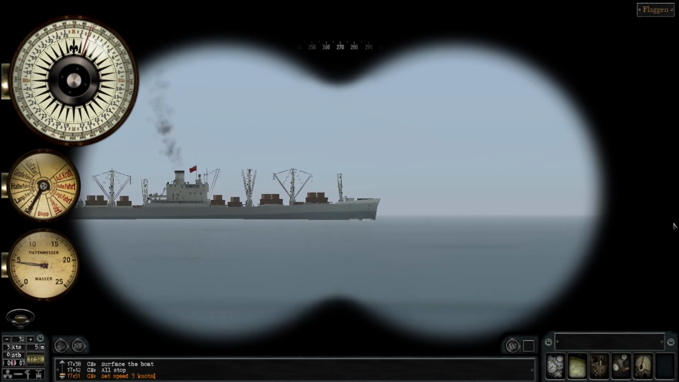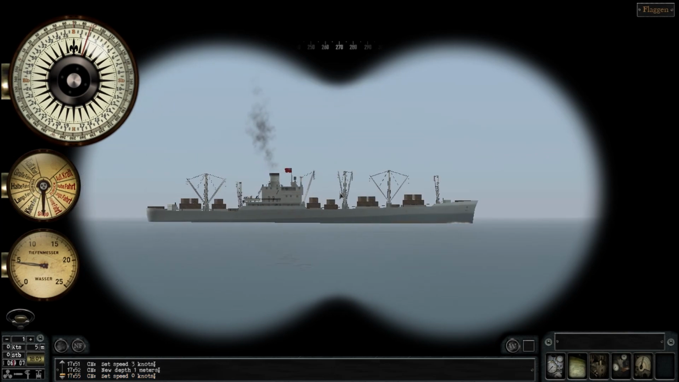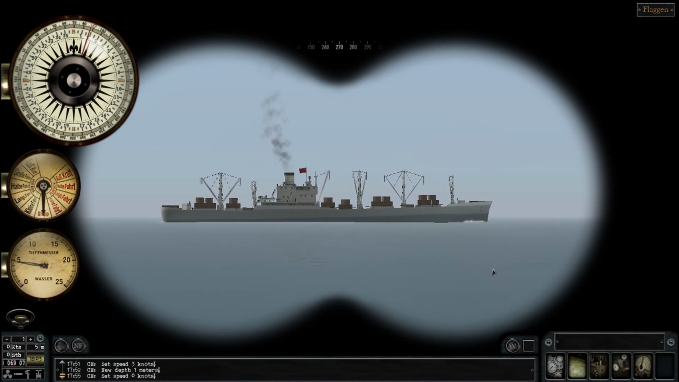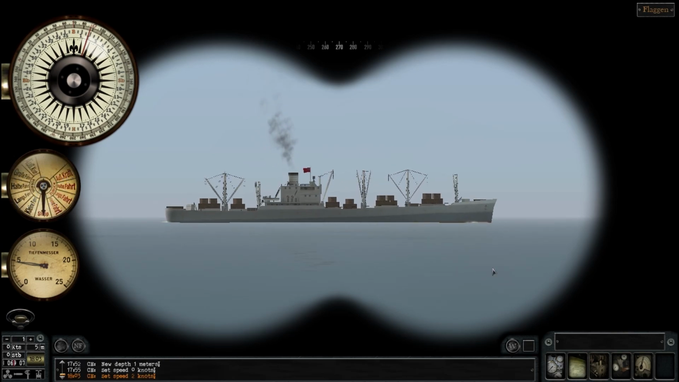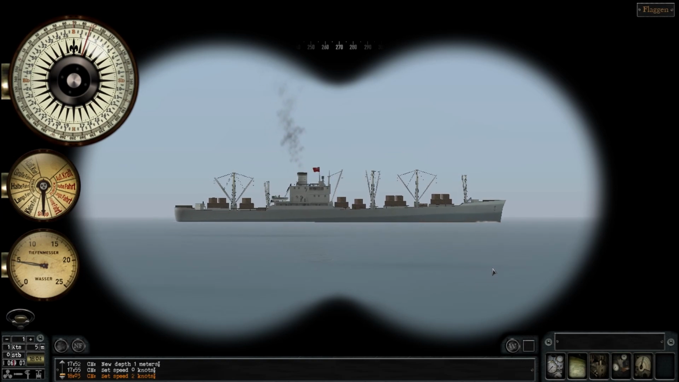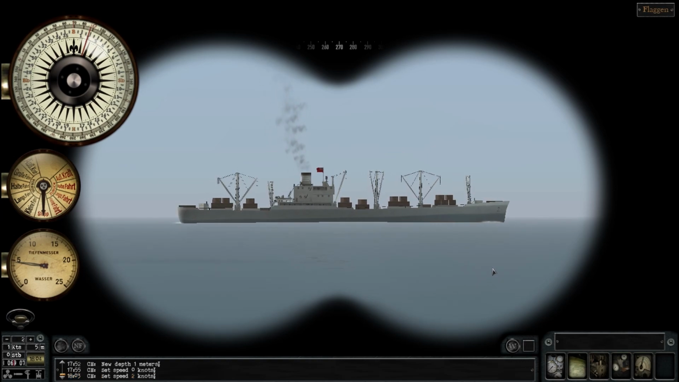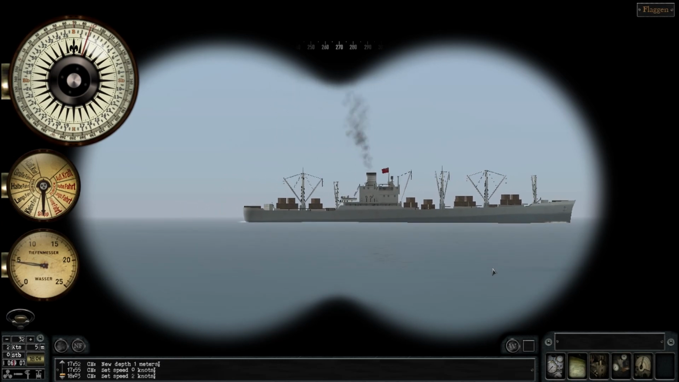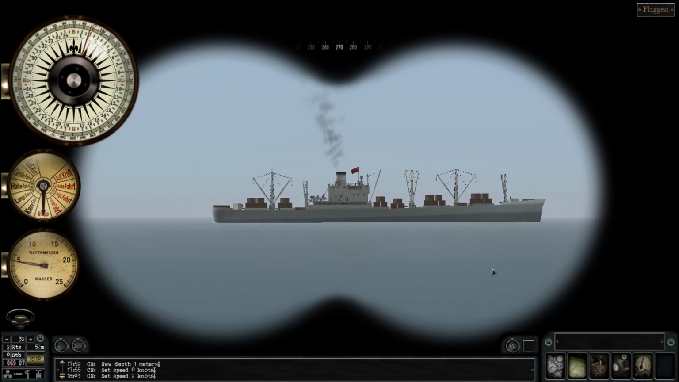So 4 knots is a bit fast. I'm gonna order my crew to go at 2 knots. And let's see if we can maintain a parallel course with him. If we can, it means that his speed is either 2 knots or close to 2 knots. So let's speed up. Yeah, there we are. He stopped accelerating. So right now we're matching his speed almost perfectly.